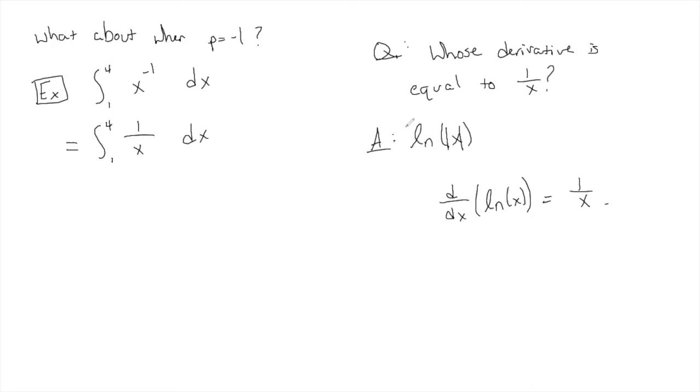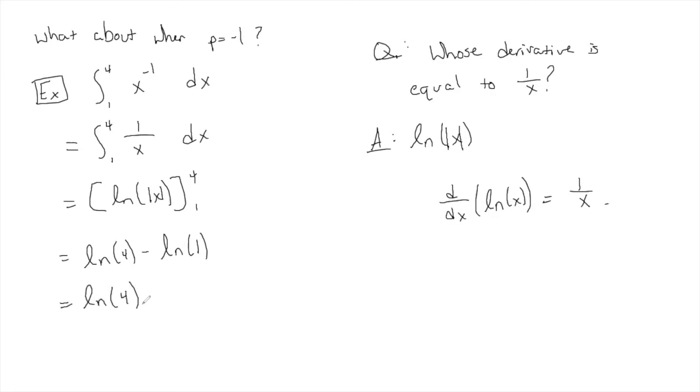Okay, so in general, I have this. Well, in this example, I have ln of absolute value of x from 1 to 4. So just evaluating, I get ln of 4 minus ln of 1. And the absolute value didn't affect this in this case, and then I can simplify because ln of 1 is 0. I get ln of 4.